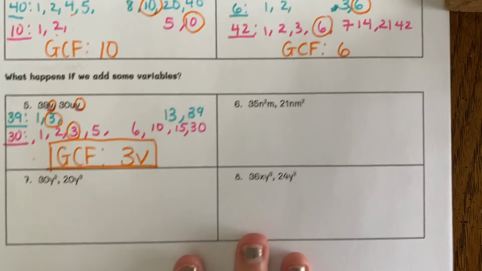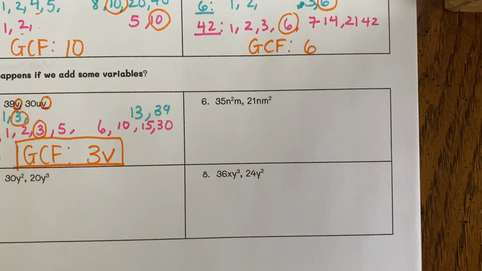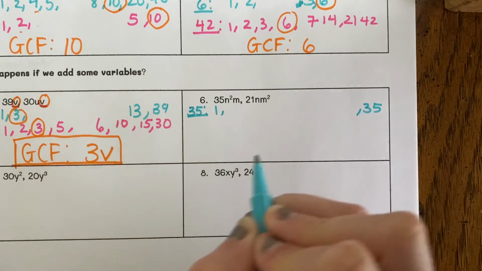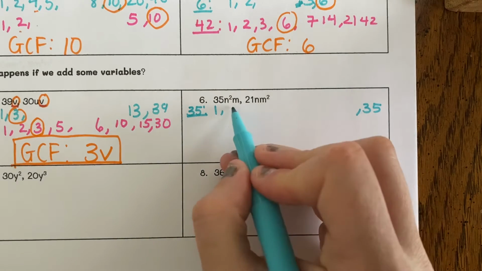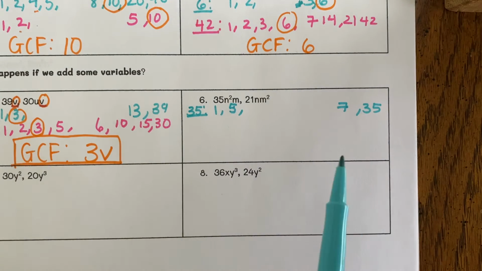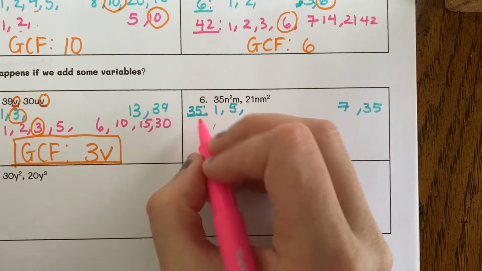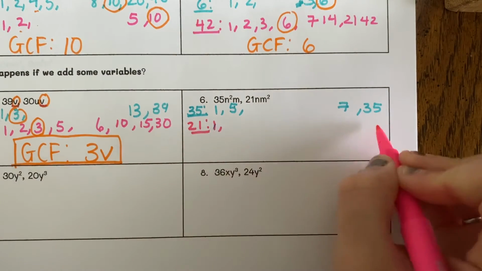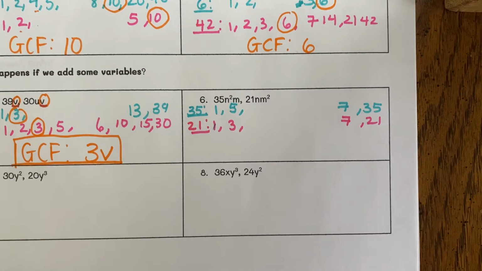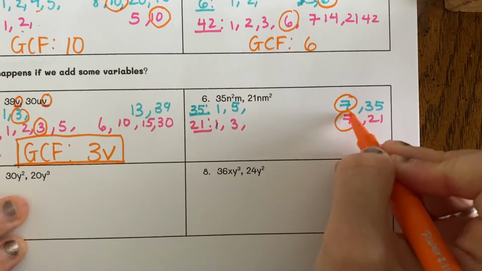Okay, so let's look at number 6. So I have 35 to start. So my factors of 35 are 1 and 35. 2 doesn't go into 35. 3 doesn't go into 35. 4 does not. 5 does. 5 and 7. So these are my factors of 35. 1, 5, 7, and 35. And then for 21, my factors are 1 and 21, 3 and 7. And then those are the only factors I have of 21. So my GCF number-wise is 7.